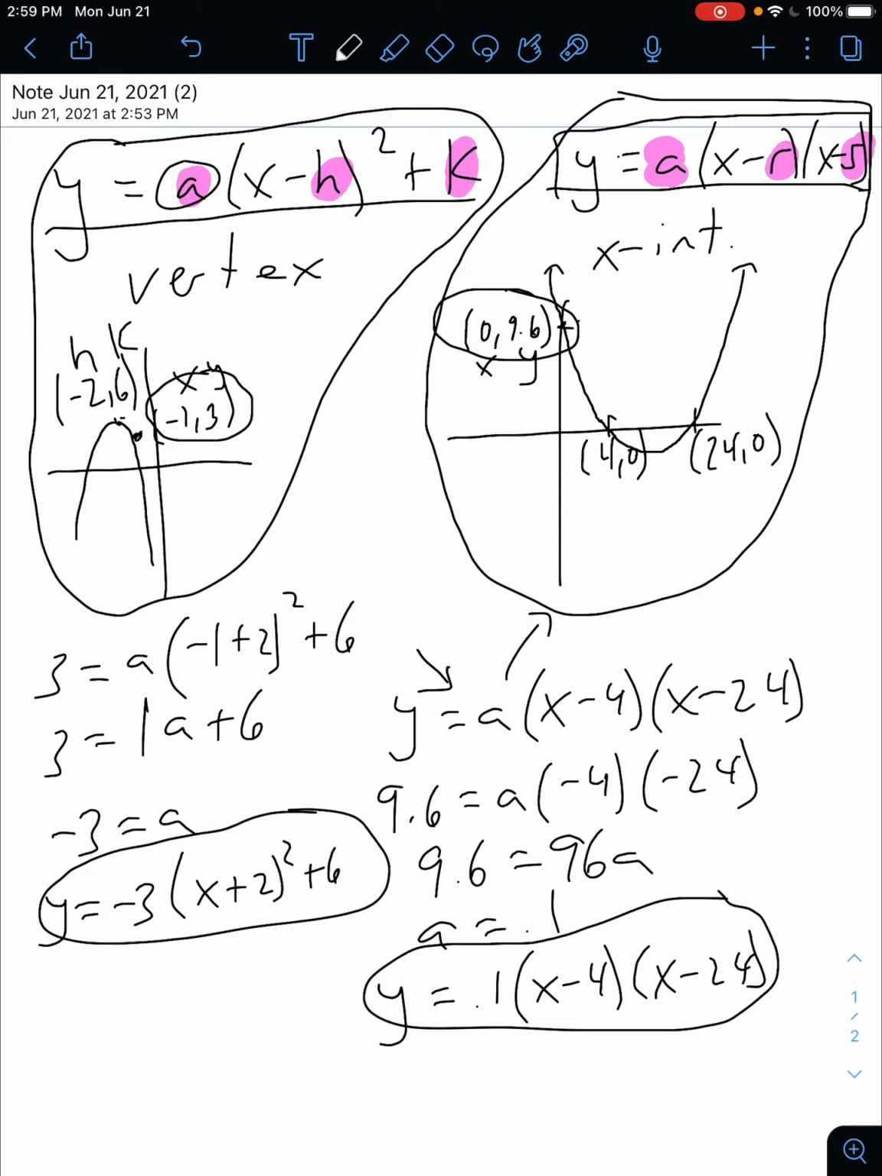So a couple things. You just need to identify, do you know the vertex or do you know the two x-intercepts? And then use the other point to find the A value. Hopefully that helps.